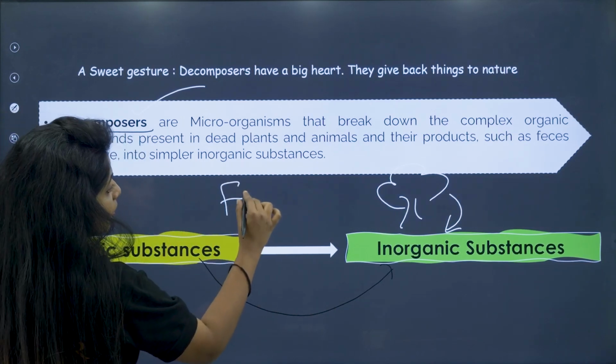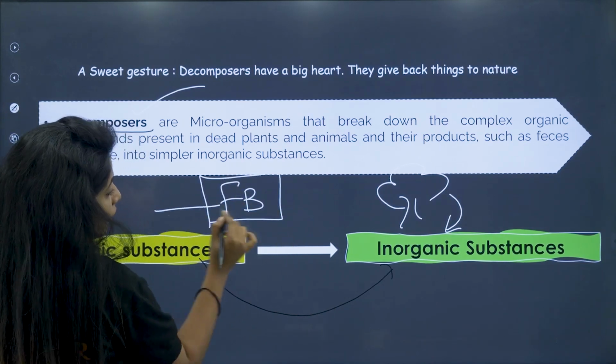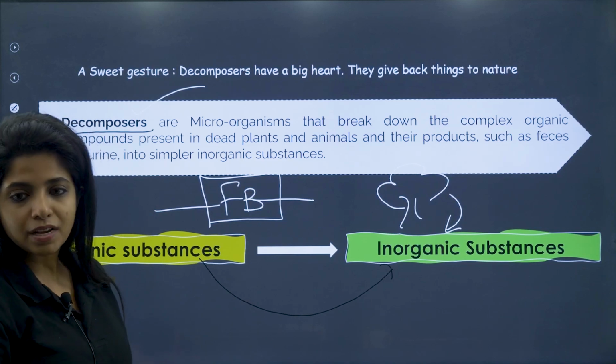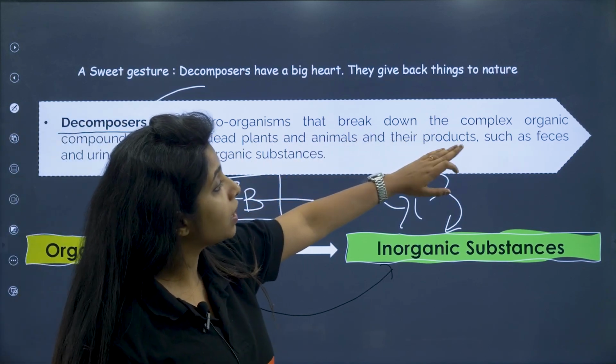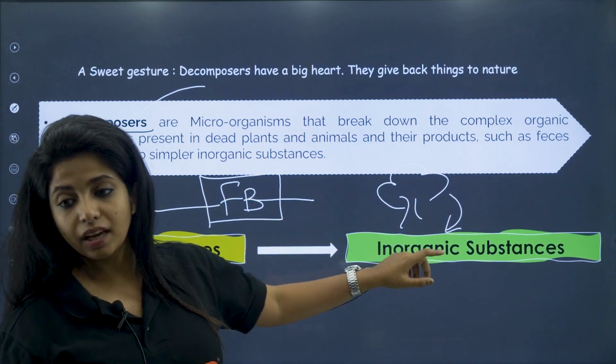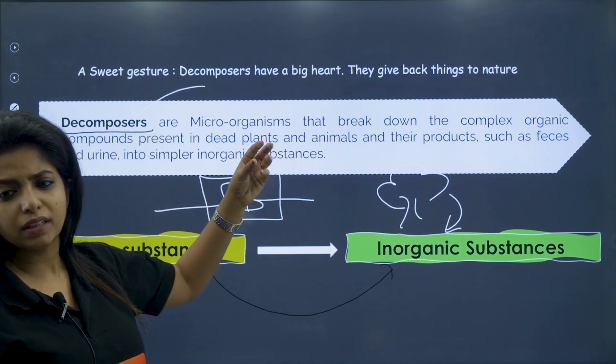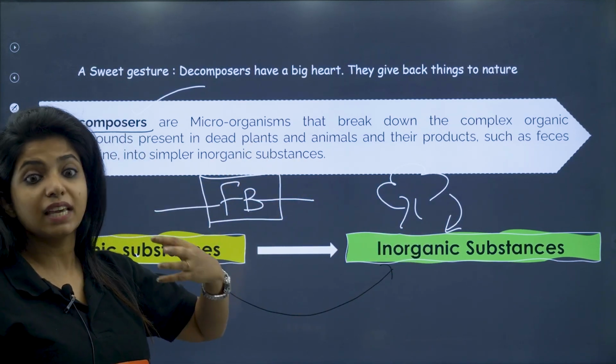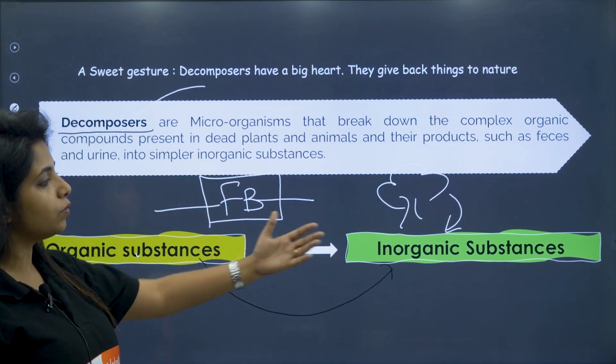And I remember it with the help of FB, that is Facebook. One is fungus and the other one is bacteria. So, decomposers are microorganisms that break down the complex organic compounds present in the dead plants and animals and their products, such as feces, that is the excreta. It is also getting broken down to what?